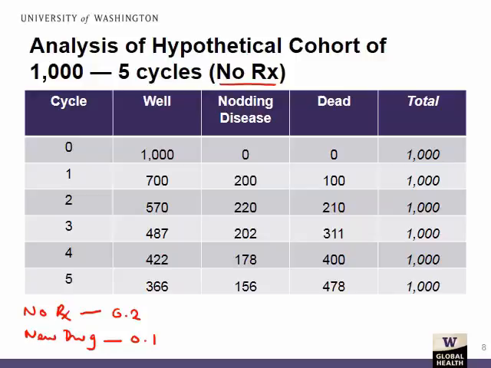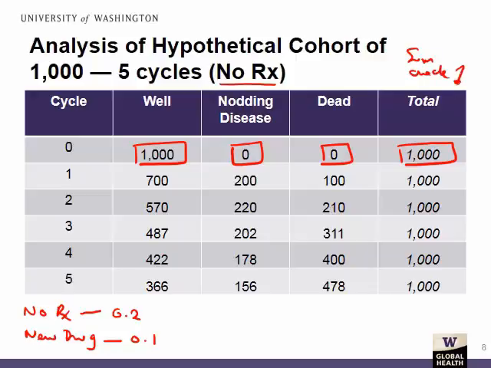So we have 1,000 patients starting off in the well state, and no patients starting off in the nodding disease state, and no one dead. And you have to keep track of the cohort. This is called the sum check, this column. So that's at cycle 0. At cycle 1, we know that the probability of nodding disease every cycle is 20%. So we have 200 patients coming down here. And we know that the background mortality is 10%. So we have 100 patients coming down here. And at the end of cycle number 1, we have 700, 200, and 100. And this gives 1,000. So our sum check is correct.